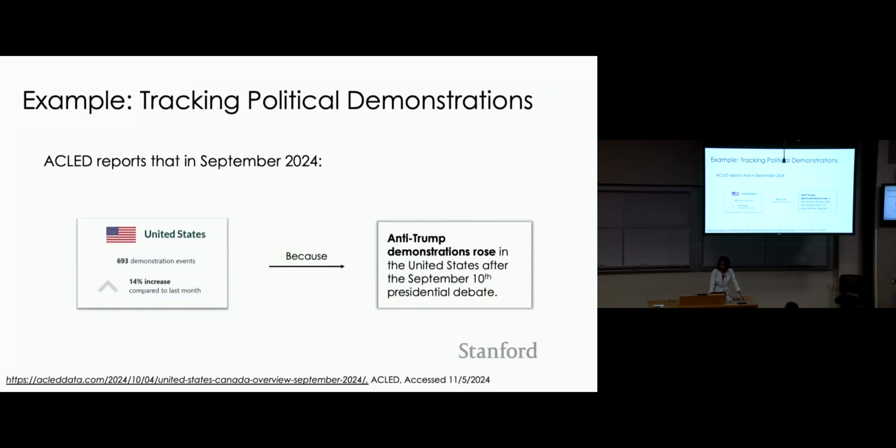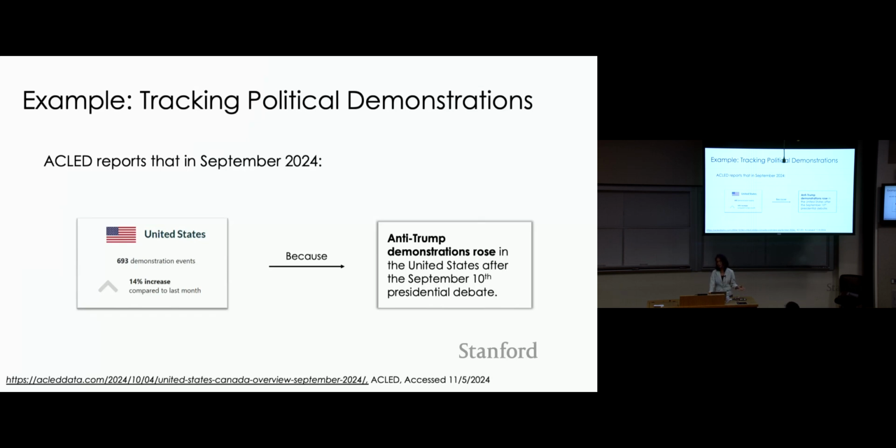So, for example, in September 2024, there are 693 demonstration events, which is a 14% increase, and they are demonstrating against, and it's anti-Trump demonstrations following the September 10th presidential debate. Okay, so what you're seeing is the granularity. It's not this big picture of, oh yeah, there are a whole bunch of things here. You can get to the specific date for the different purposes based on the reports. And I certainly did not know that there are 693 events in September 2024.